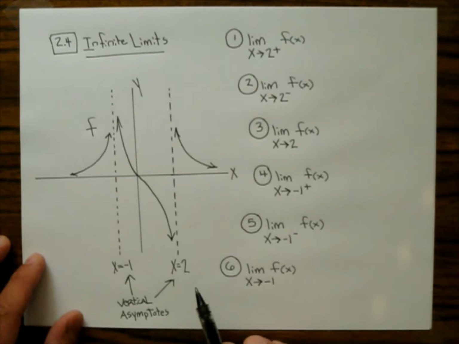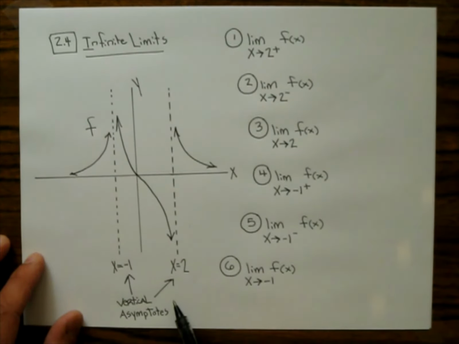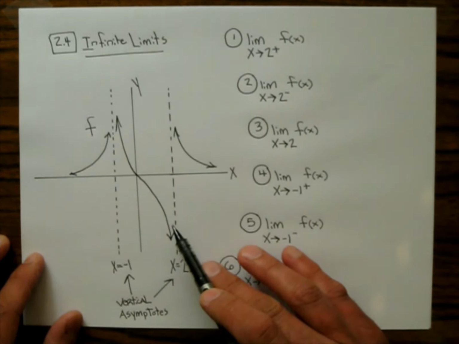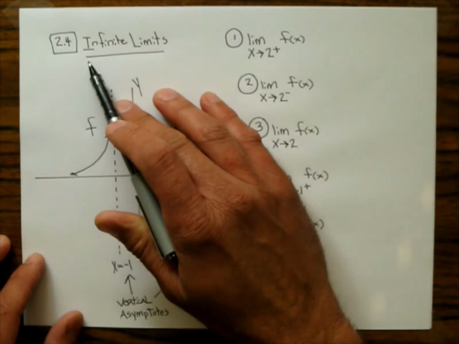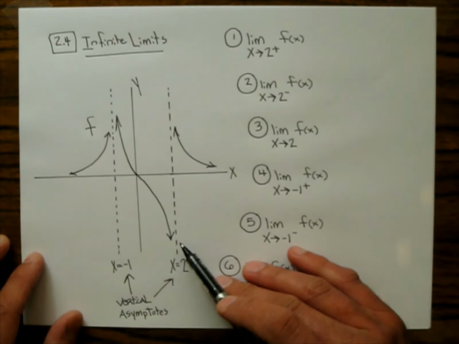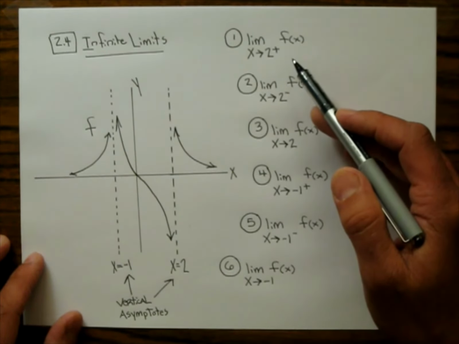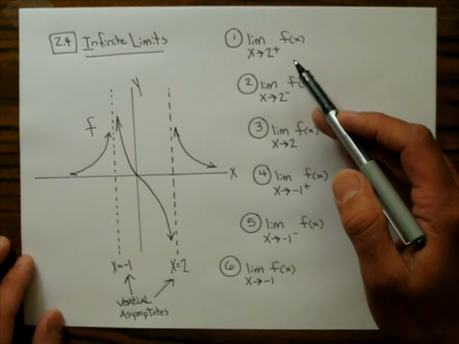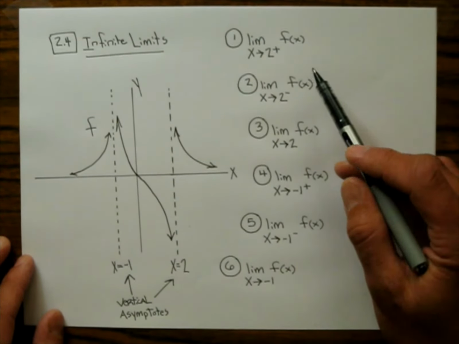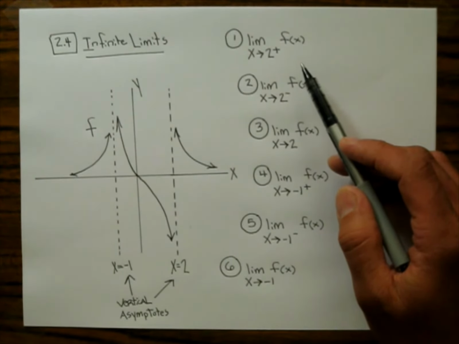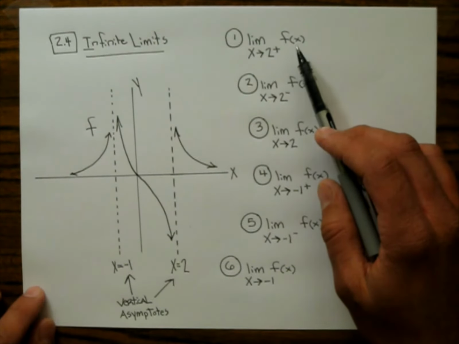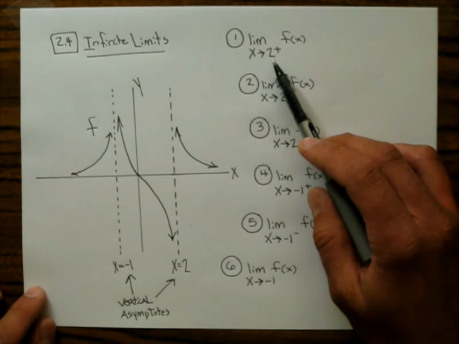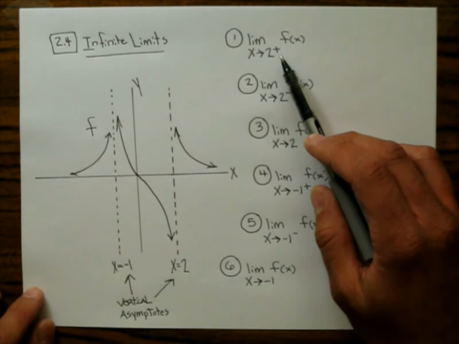Before you start freaking out, we don't really have to graph rational functions in this section. We just have to analyze them, analyze limits on them. So let's take a look at our first question. It says the limit of f as x approaches 2 from the right.